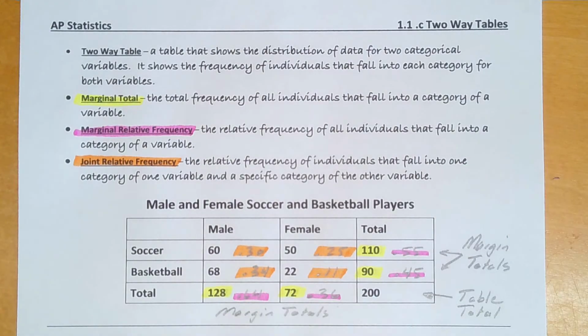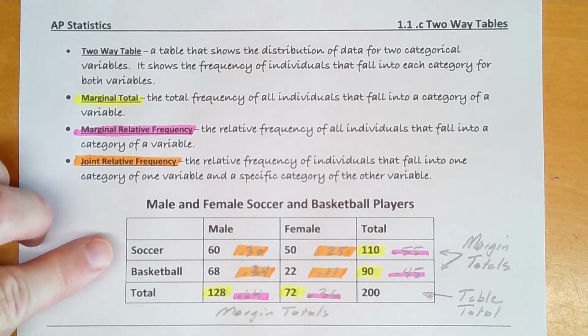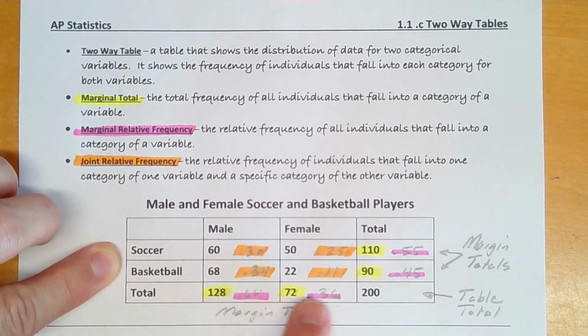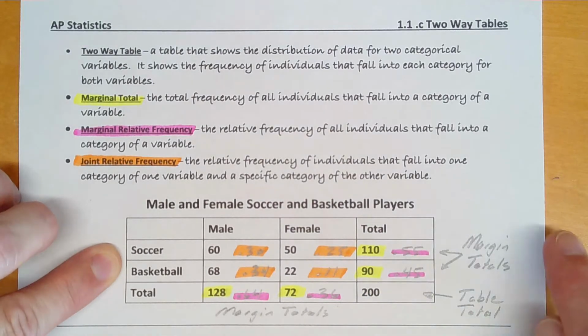All right, so here's our two-way table. It's male and female soccer and basketball players. Here I have my soccer and basketball players. Here I have my gender. And you can see these numbers in yellow. These frequencies are called marginal totals, right?